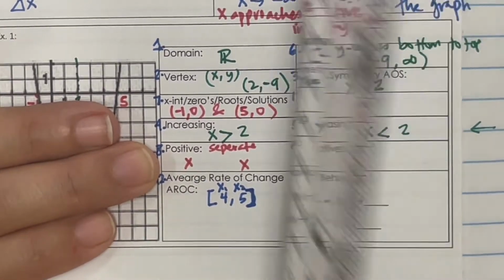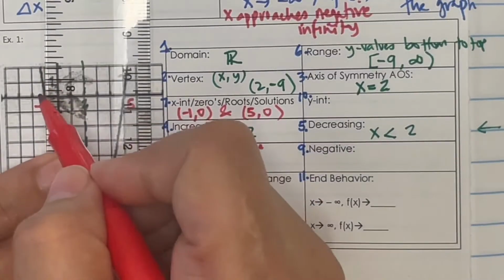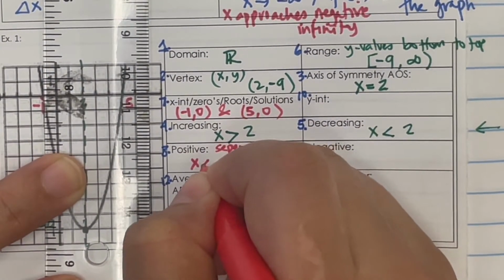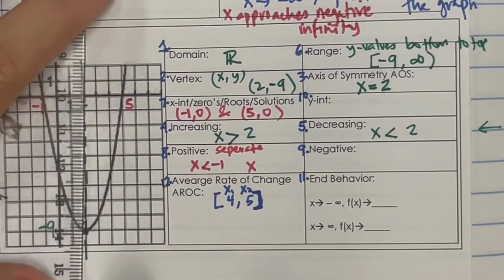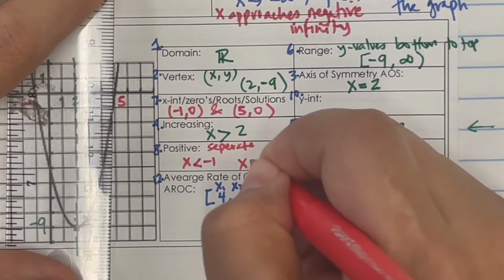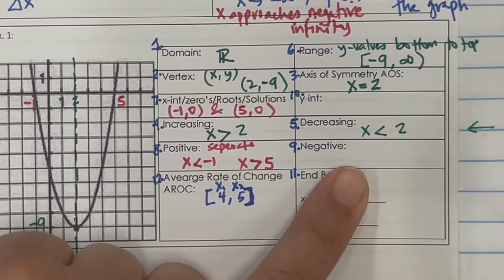I take my ruler, I put it to the x-axis, and you can see the graph is on which side? On the left-hand side. So this one is left of -1. Okay, then the other one you can see is to the right of my ruler. So this is to the right of 5.